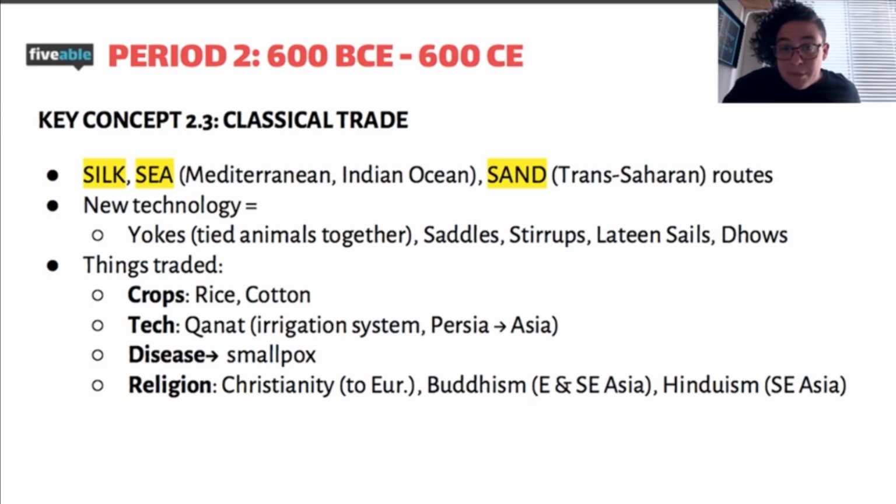Then anytime you have people connecting with each other, disease is going to spread. So one of the major diseases that spread in this time period would be smallpox. The spread of disease has a massive impact on these classical civilizations. As we talked about in Key Concept 2.2, civilizations fell in part because of disease. And it's kind of a cycle, right?